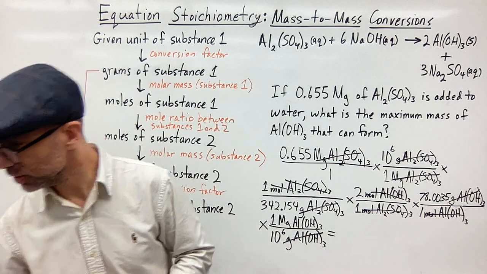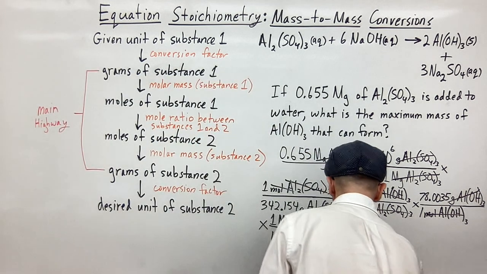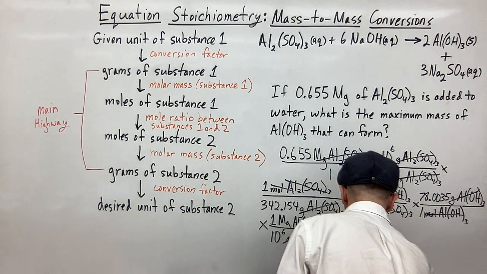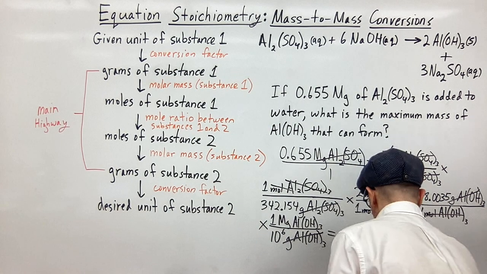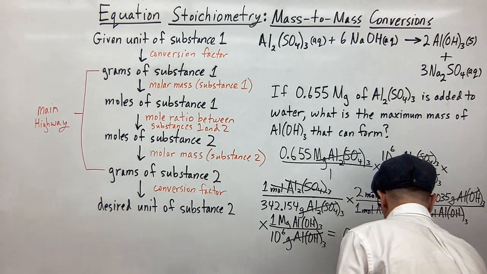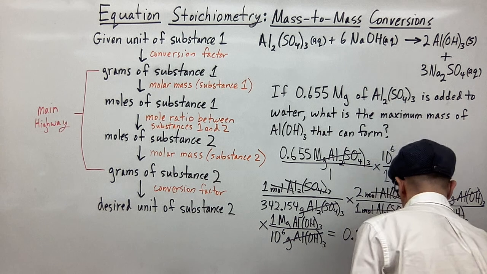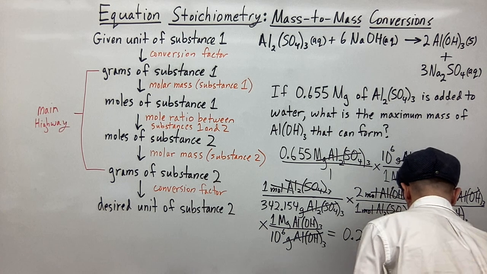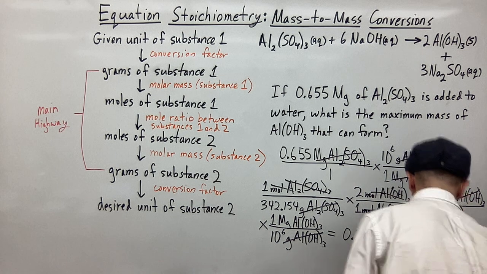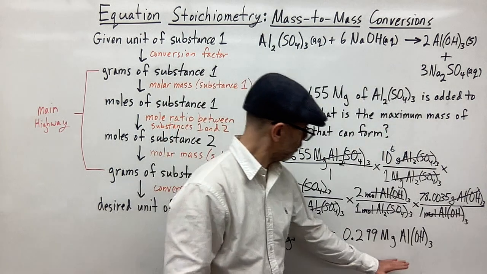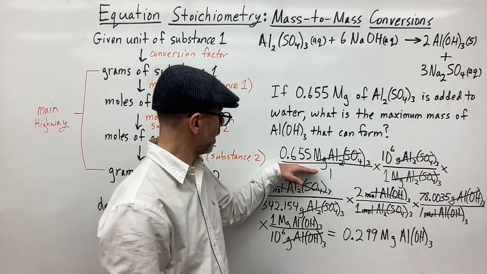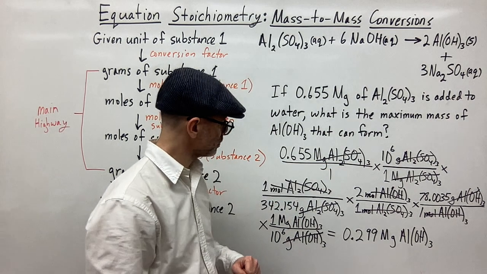And when you do that, you get this mass. You get 0.299 megagrams of aluminum hydroxide formed. So that is the maximum mass that can form from this amount of megagrams of aluminum sulfate.